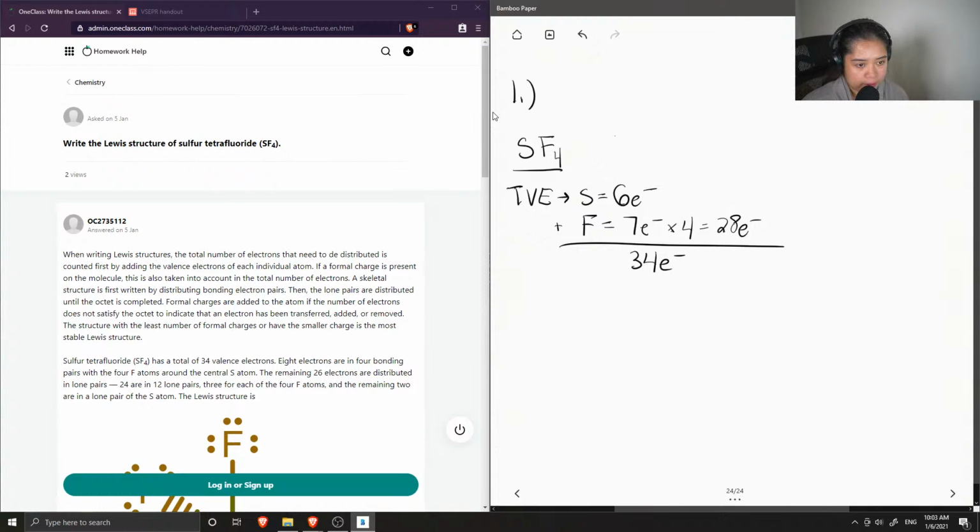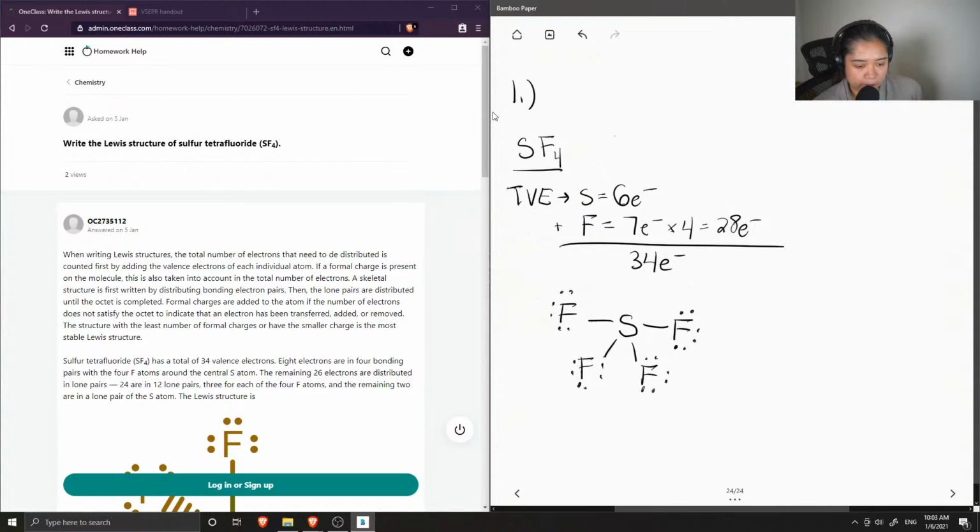Okay, so now let's draw sulfur as our central atom, and we'll draw each of the fluorines attached with a bond. Now let's show all of the lone pairs on all of the terminal atoms as well. After this step, I like to count how many electrons I've drawn so far. We need 34 valence electrons in total.